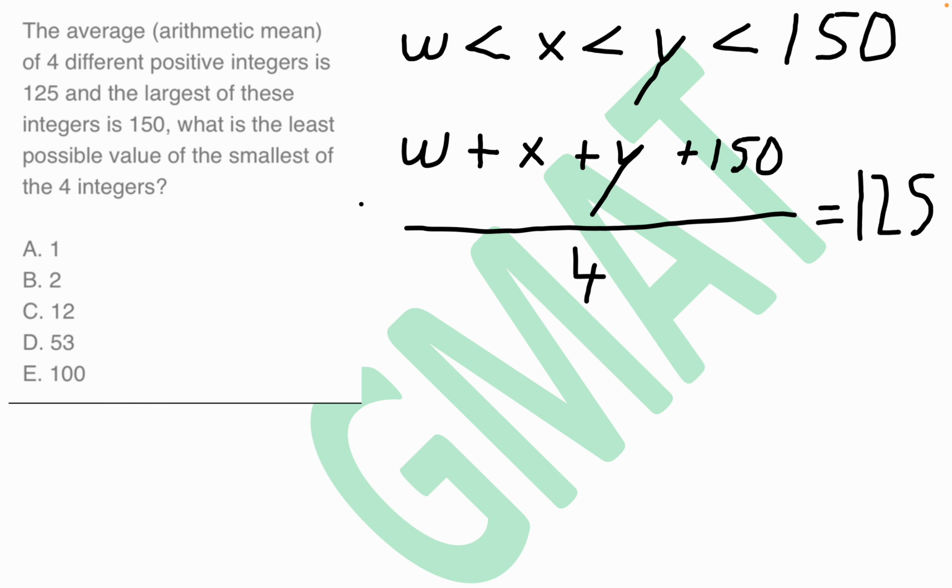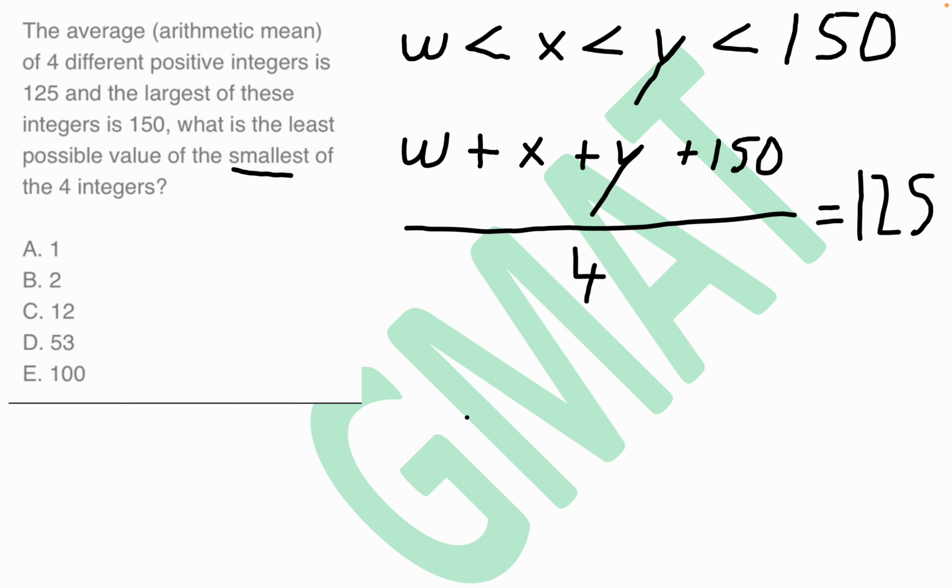And we're given all the information. We're given that the arithmetic mean of the average is 125, as you can see right here. 125 matches up with 125 over here. And we also know that the largest of the numbers is 150. Now, we can arrange them in order without knowing what they are. W is less than X is less than Y, right? So it says, what is the smallest possible value?